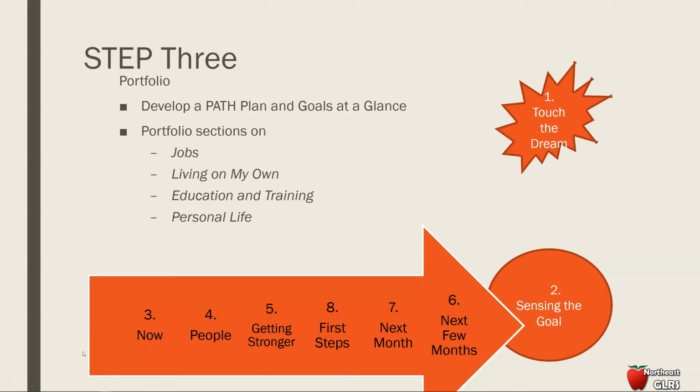So within the PATH plan and the goals at a glance, John Jones created a portfolio with sections on jobs, living on my own, education and training, and personal life. So as you can see, this aligns with his transition plan. So within his practice of the PATH plan and goals at a glance, he is developing goals and a process for his transition plan.